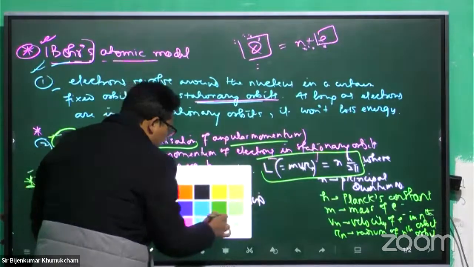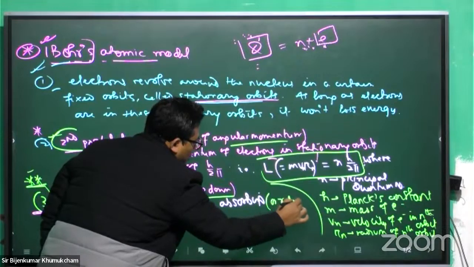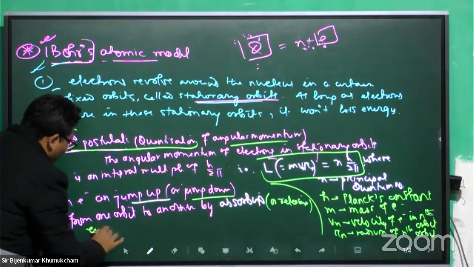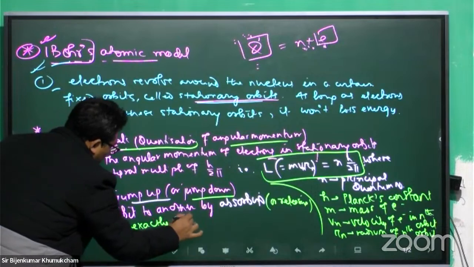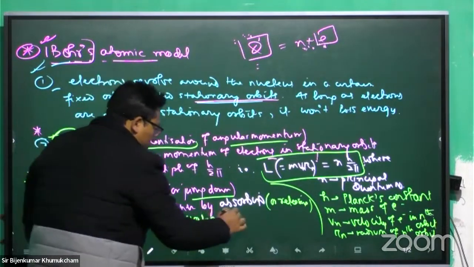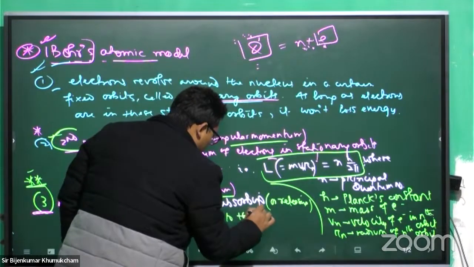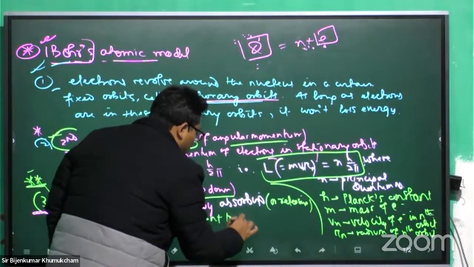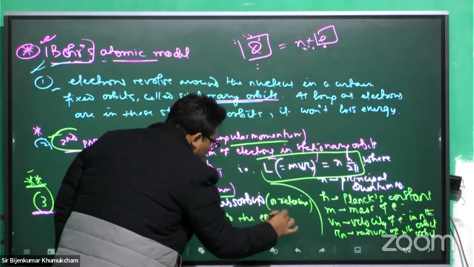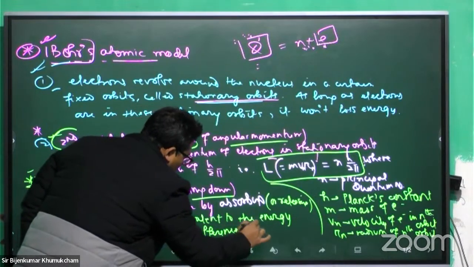If you want to jump down, then the electron releases energy. And how much energy? Exactly equivalent to the energy difference between the two orbits. Similarly, to jump up, it absorbs energy exactly equivalent to the energy difference between the two orbits.